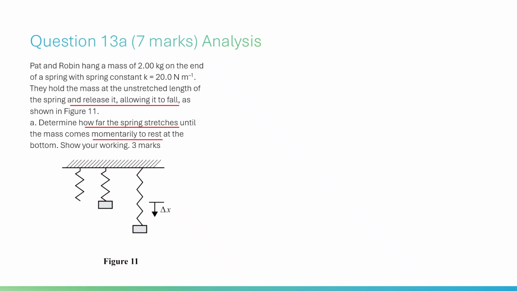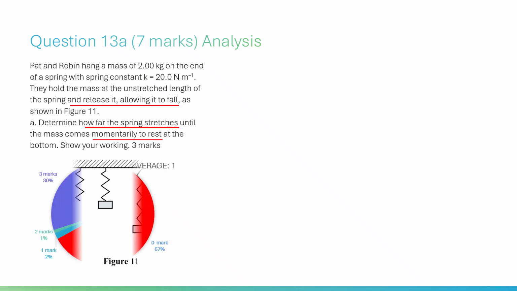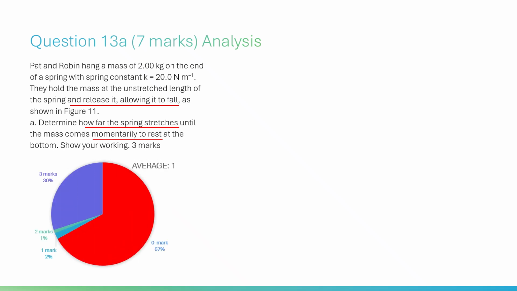At first glance, this looks like a straightforward mechanics problem. However, looking at the official examiner's report, a staggering 67% of students received 0 marks here. Let's look at the ultimate exam trap and our secret weapon tool to see why so many fell through the floor, and how you can lock in full marks.